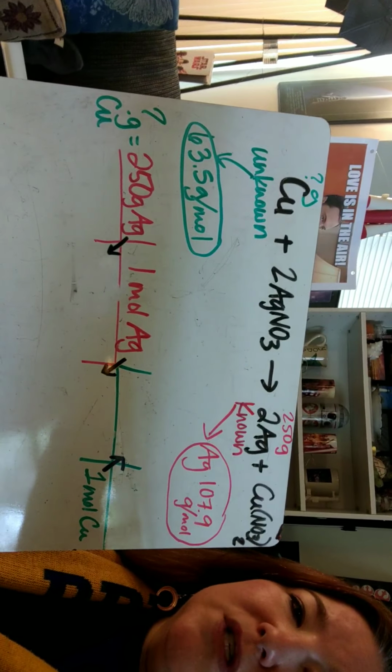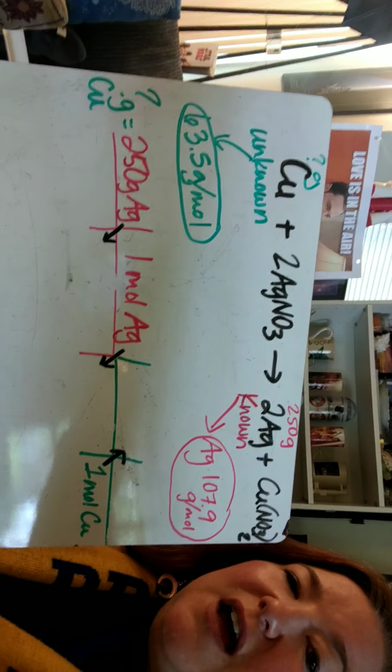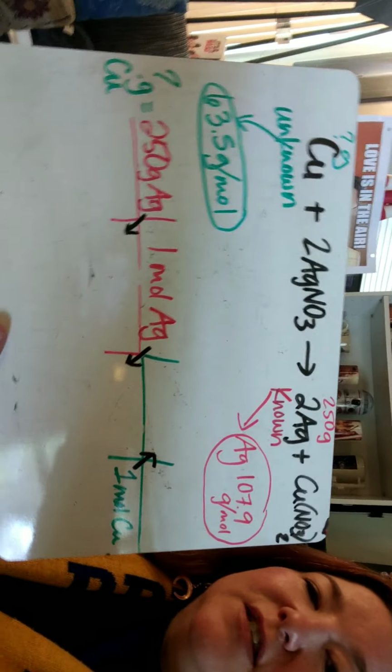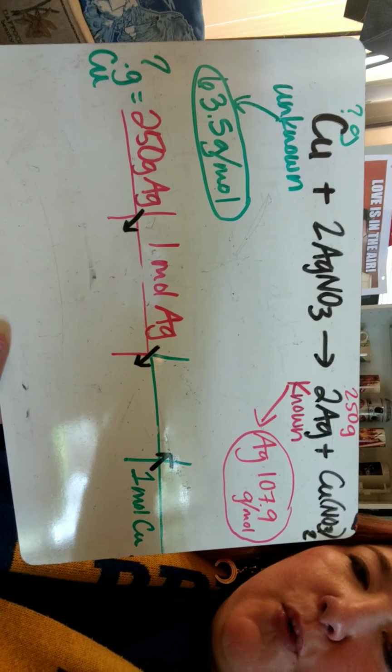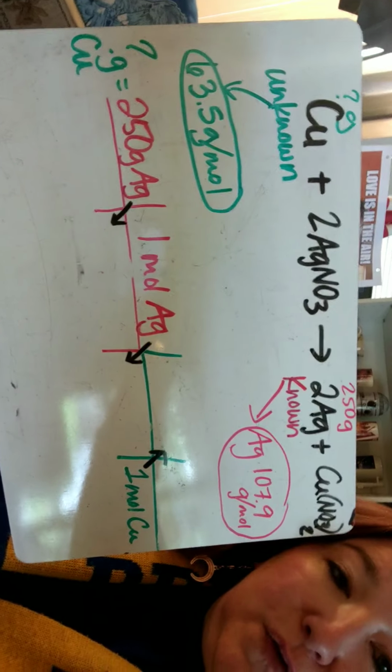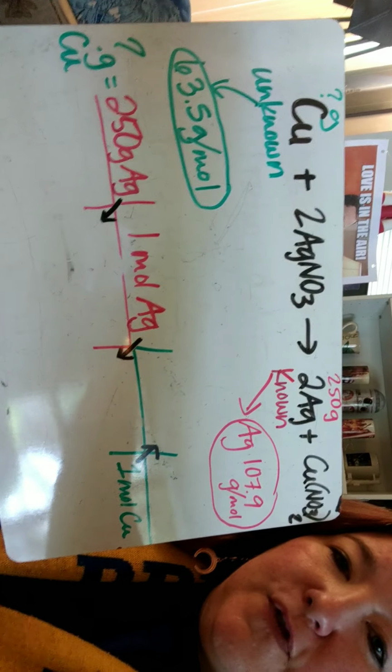So the silver was known because it was given to us, 250 grams. And then the copper was the unknown. That's what we're looking for. And so we get those 2 values from our periodic table. The 107.9 grams per mole is for silver. That's from the periodic table. And the 63.5 grams is for copper from the periodic table.